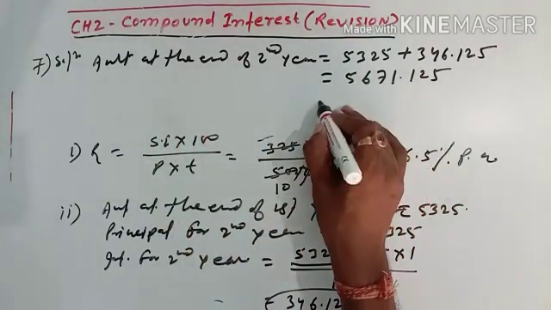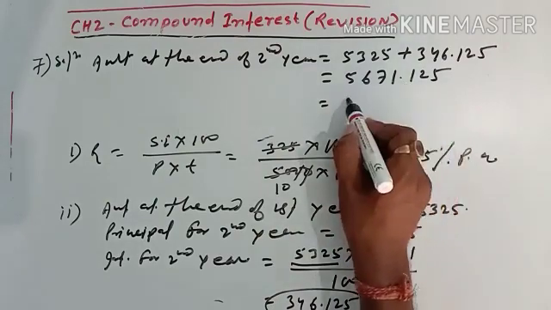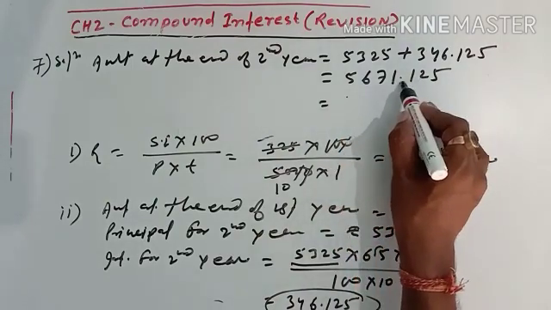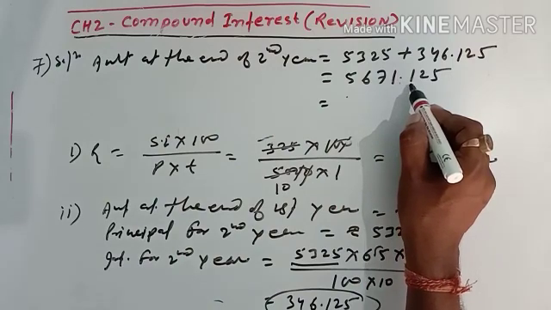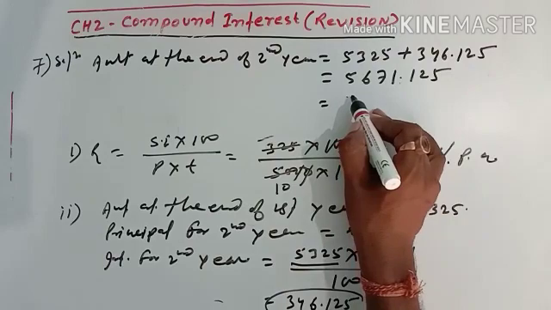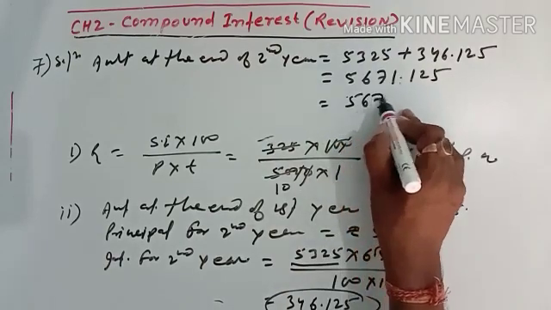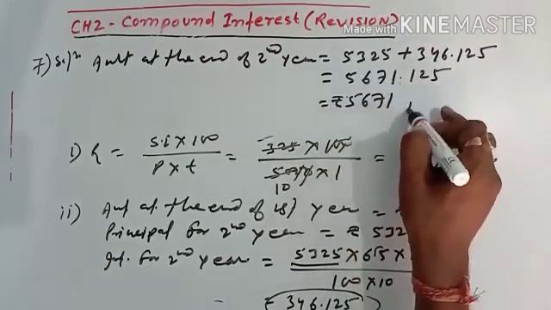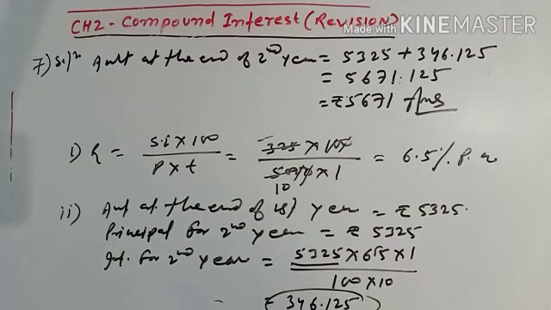Now the question is asking to find the amount to the nearest rupee. So here you can see, after the decimal the digit is 1. This digit is less than 5, so the nearest rupee would be 5671. This is the final answer to the nearest rupee. Okay, this is how we calculated today's two questions.